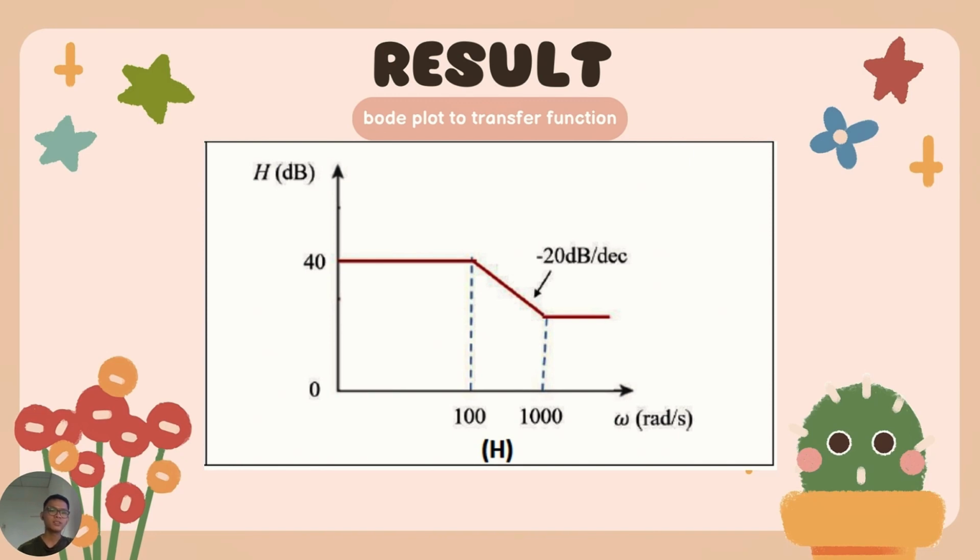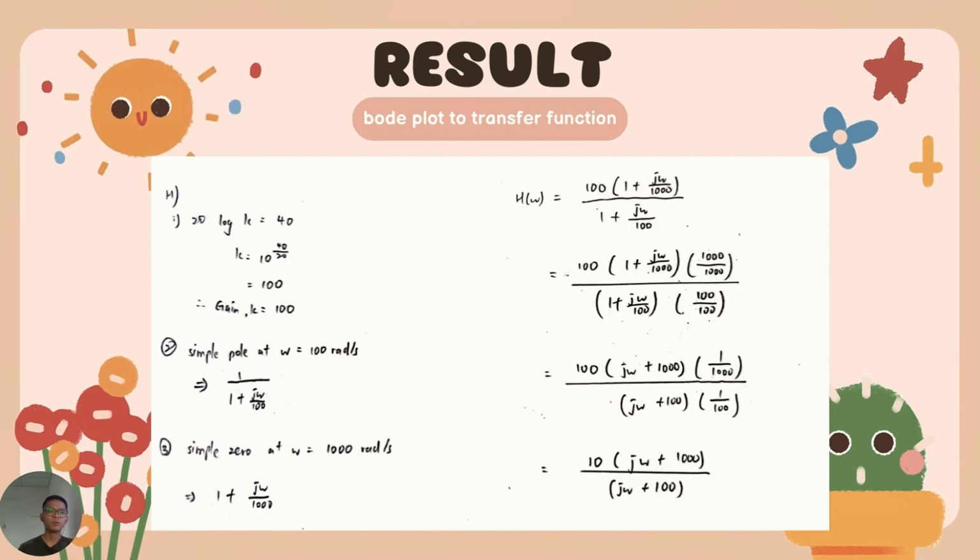From the graph presented, we know that the gain is 14 dB. The formula to get the gain is 20 log k. In order to find the value of k, we use 10 to the power of 14 divided by 20.